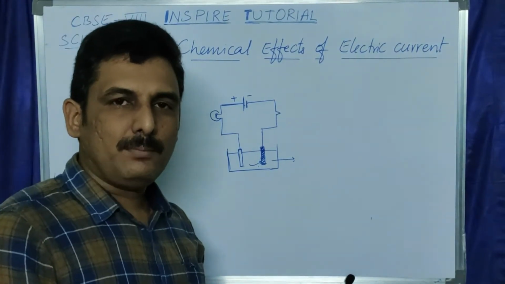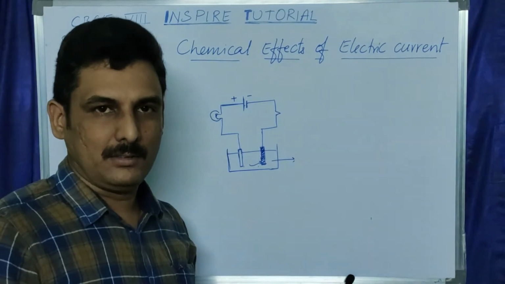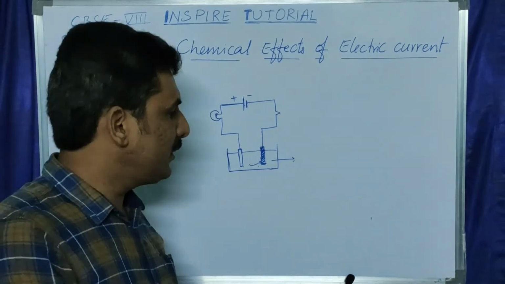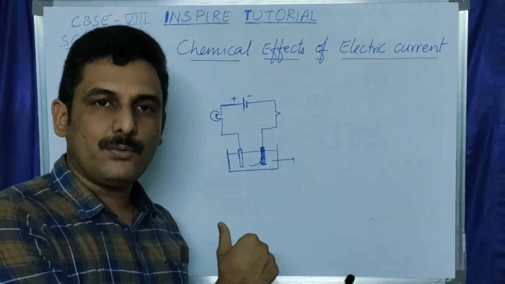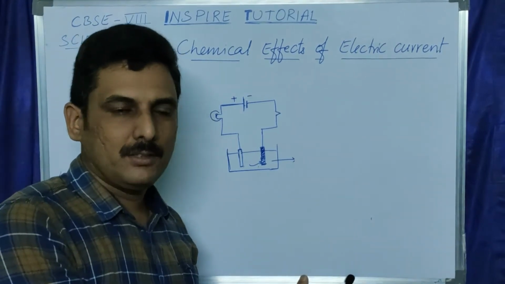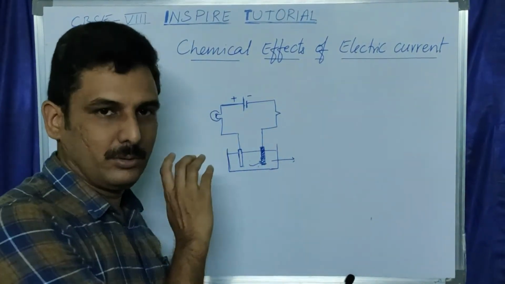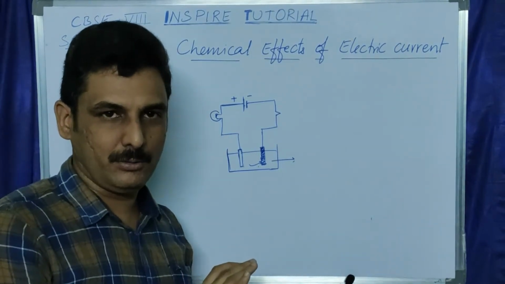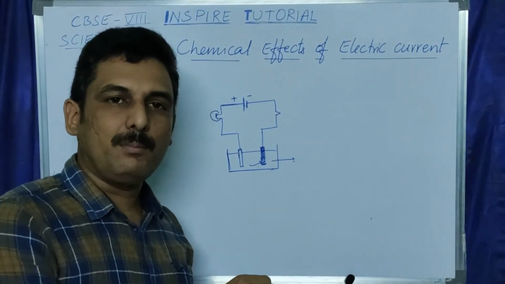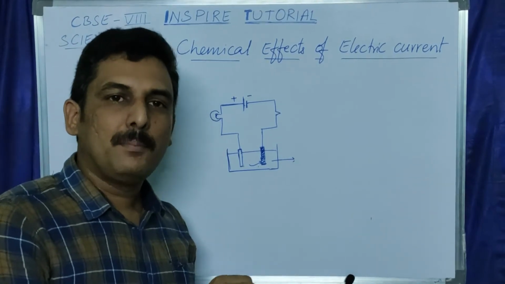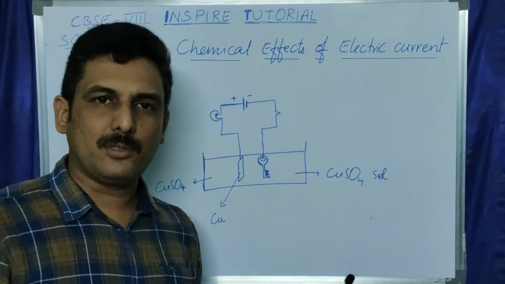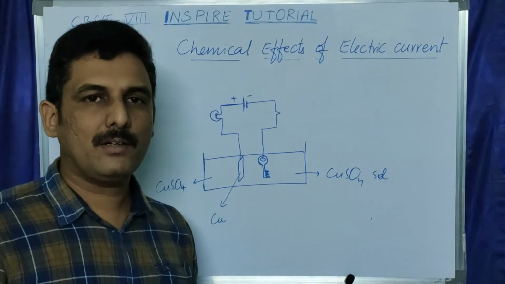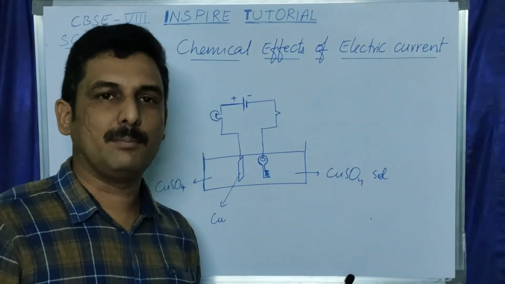So from this we can understand one thing. The metal which is present in the solution will go to the cathode, that is the negative electrode, and the metal will deposit on that negative electrode. So this principle can be used in electroplating. Electroplating is the process in which one metal is coated on another metal.